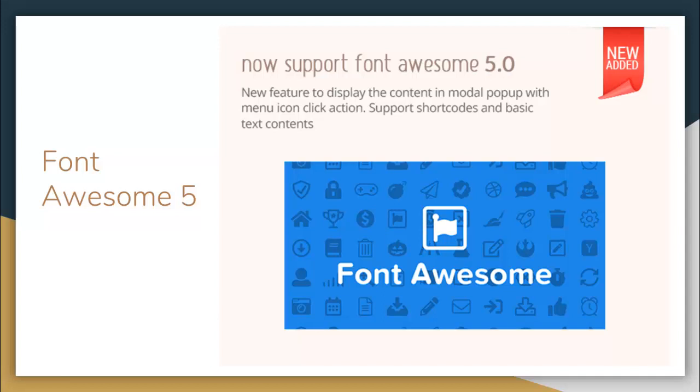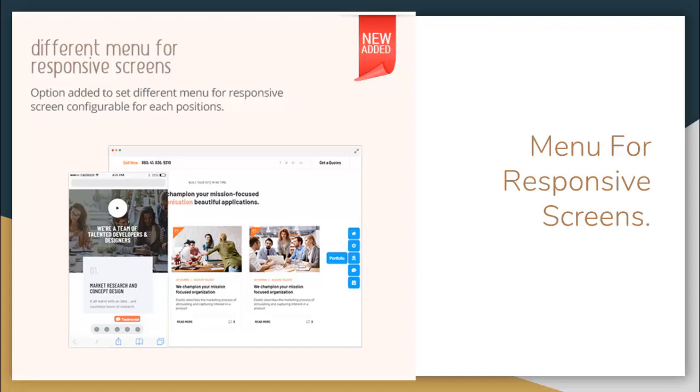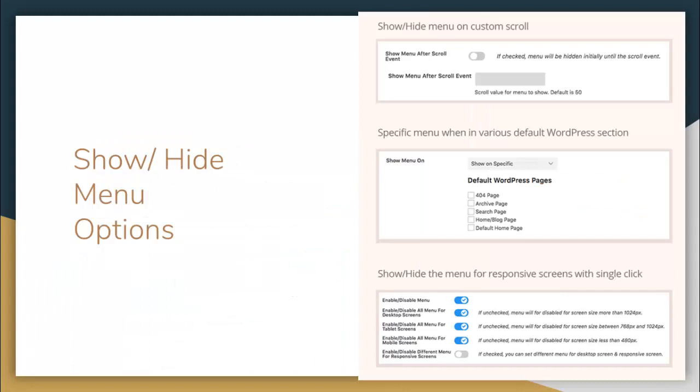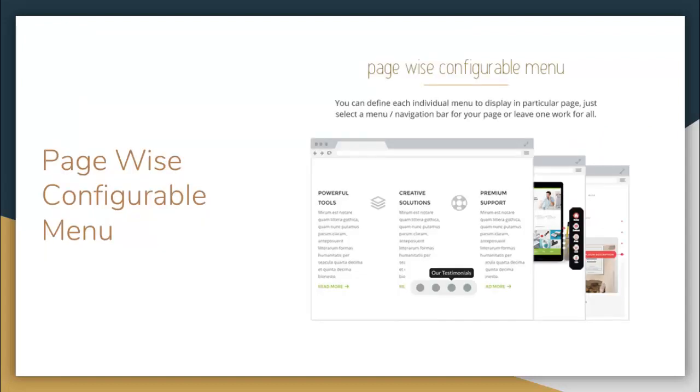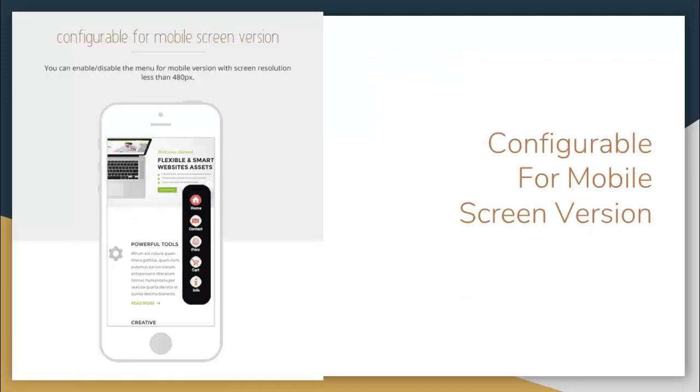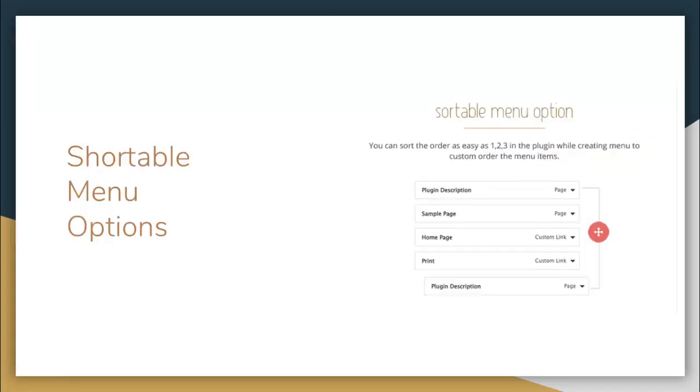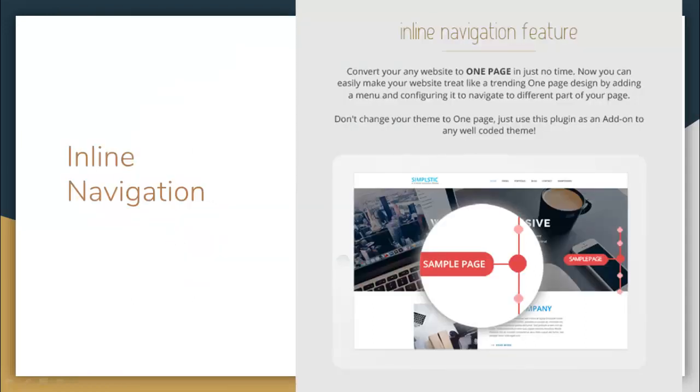It also now supports Font Awesome icons. You can have a different menu for responsive screens as well. You can show and hide menu options. There is an unlimited number of menus in the site option, so there is actually no limit on how many menus you put on your website. You can have page-wise configurable menus. And you can configure the menu for mobile screen versions separately. And there are sortable menu options as well. And of course, there are unlimited custom templates to choose from so that you can configure each and every setting as per your requirement. And there is an inline navigation feature as well.